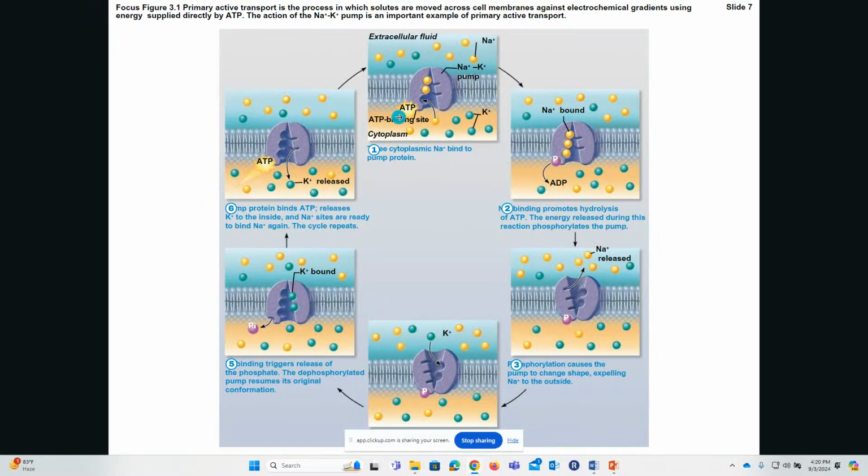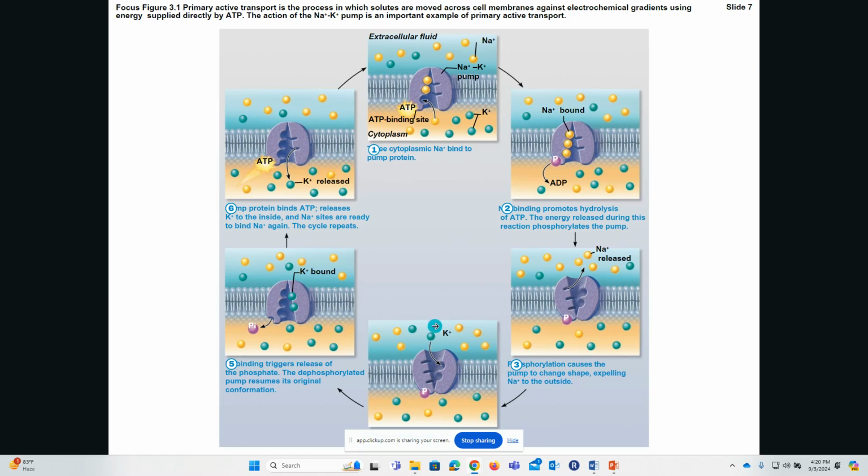You can see here it binds to ATP while it's open to the inside of the cell, and it's binding 3 sodium. The breakdown of that bound ATP, resulting in ADP and inorganic phosphate, is going to initiate a change. That change is a shape change. That shape change takes place. Now the protein is open to the outside of the cell and releases its 3 sodium.